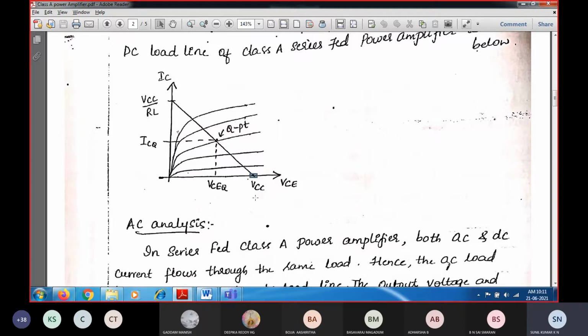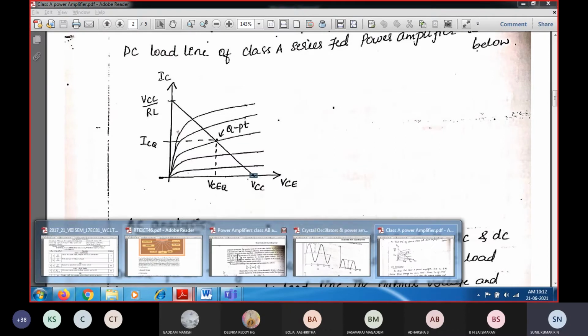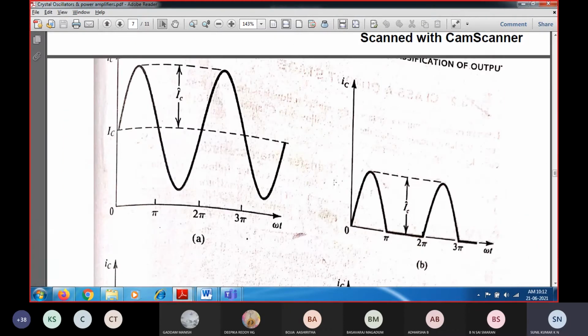So when you are going to have a less than cutoff point, obviously you can say that when you select the Q point at the cutoff, you will be getting half of the cycle of the output. Whereas when you select below the cutoff point, obviously you will be getting the output waveforms which are going to be shown over here. So this is for a class A amplifier which is going to operate for one full cycle. You will be getting one full cycle output swing with the amplification.